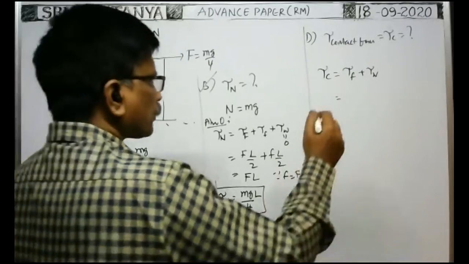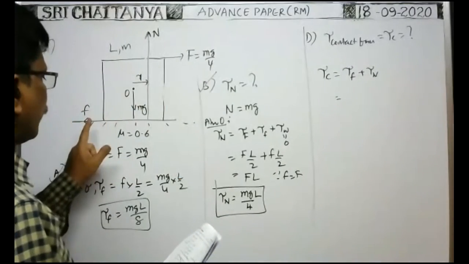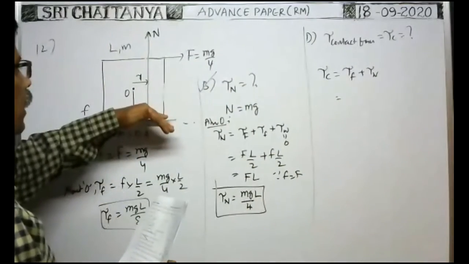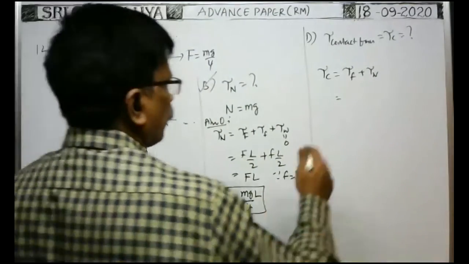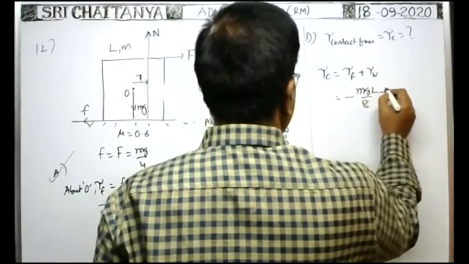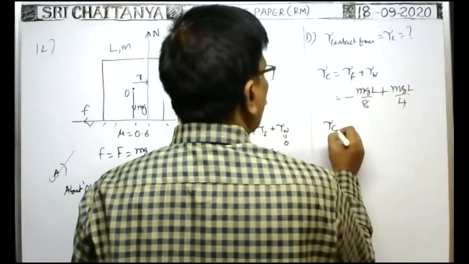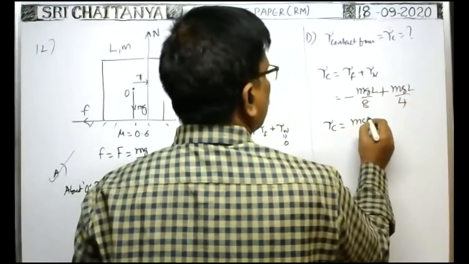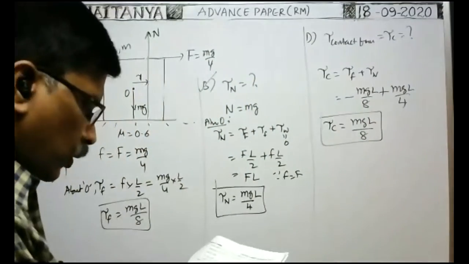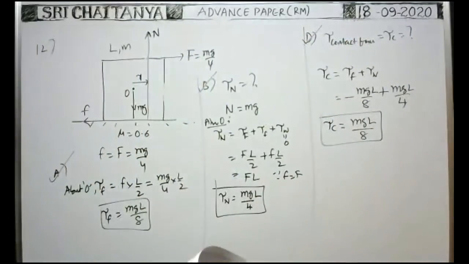Okay, as torque due to normal reaction is greater than torque due to friction, you take the torque due to friction as negative. So clockwise torque you take negative, anti-clockwise torque positive. That's why torque due to friction is mg L by 8 and torque due to normal reaction is mg L by 4. So torque due to contact force, after simplification, is mg L by 8. So this is also correct. So this problem is very, very important.